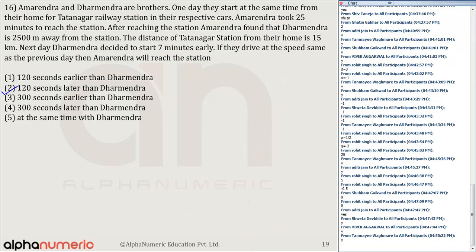Let's see it. Amrendra and Dharmendra are brothers. All right, A and D. One day they start at the same time from their home for Tata Nagar railway station in their respective cars. A took 25 minutes to reach the station. After reaching the station, Amrendra found that Dharmendra is 25 meters away. The distance of Tata Nagar station from their home is 15 kilometers.